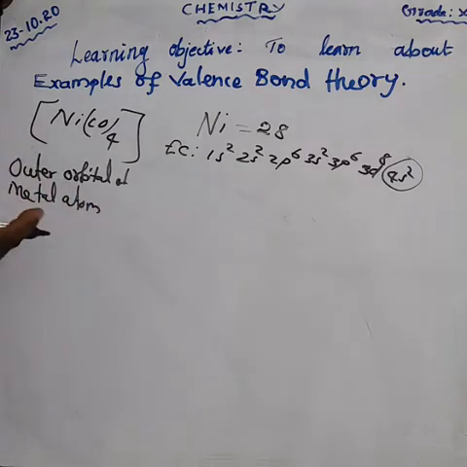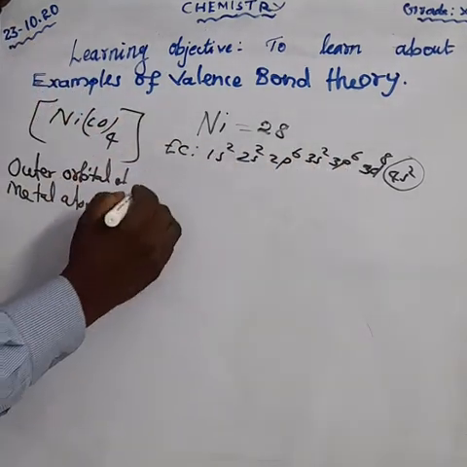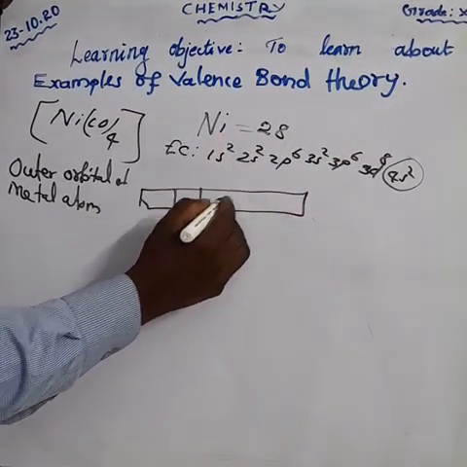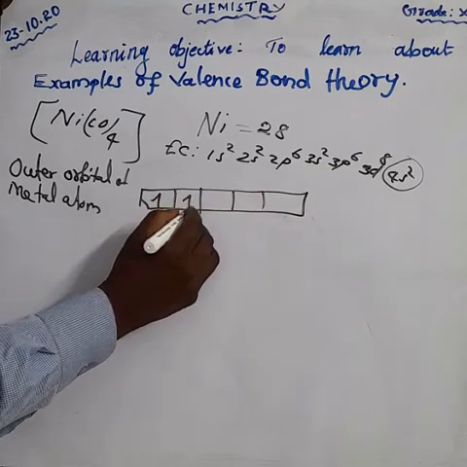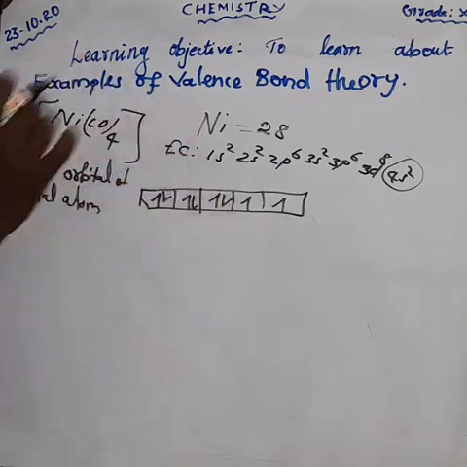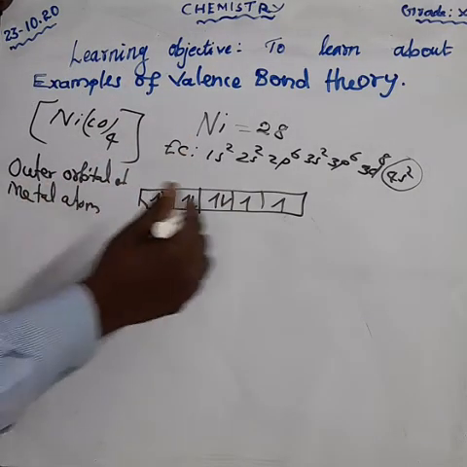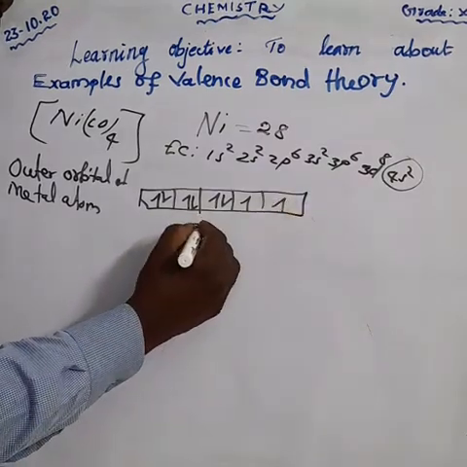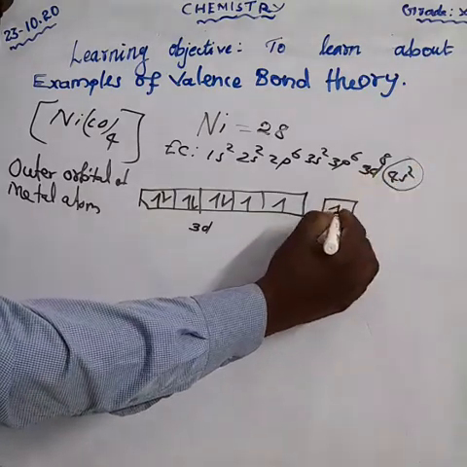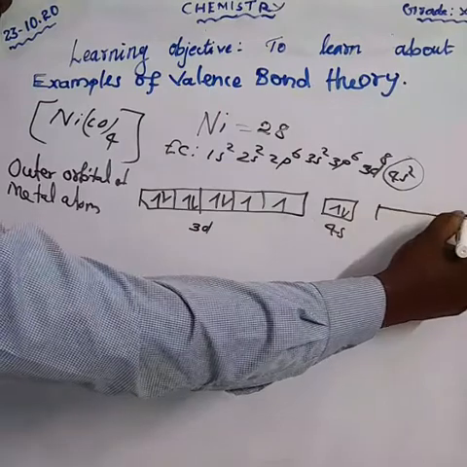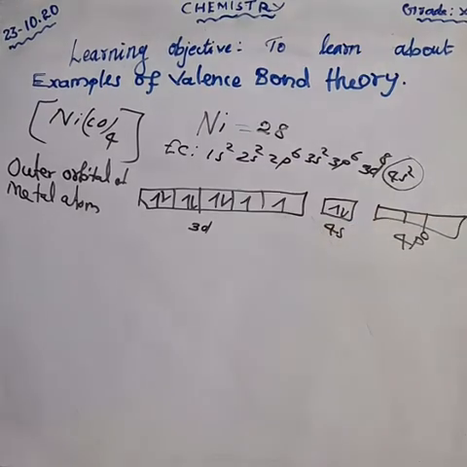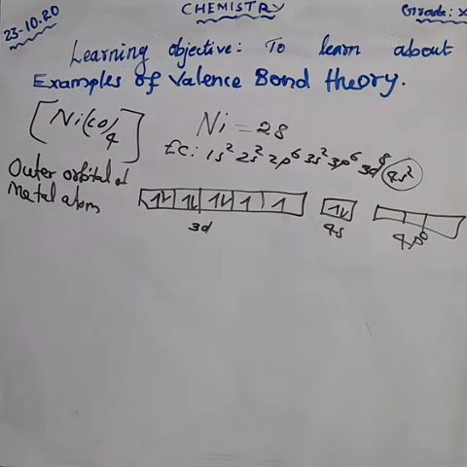Anyhow, for the outer orbitals of the metal atom, we should draw the orbital diagram. That is 3d: how many electrons? 8 electrons, 1, 2, 3, 4, 5, 6, 7, 8. Next the 4s: how many electrons? 2 electrons. Next you should draw the 4p. In 4p there is no electron. Okay, this is the outer orbital of the metal atom.